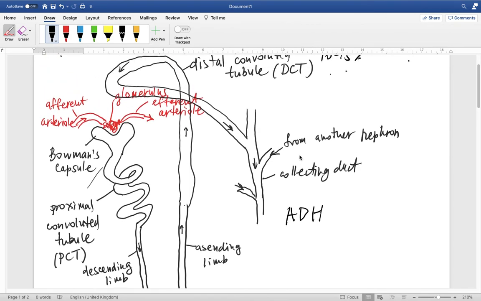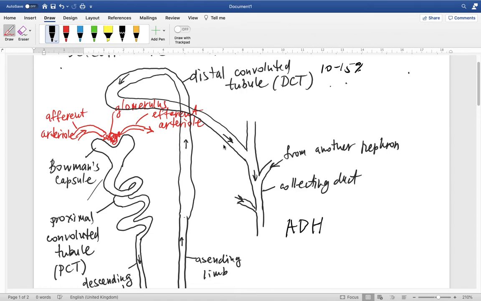You remember, you have to have a lock and key mechanism here. So the receptors for ADH are located in the cells of the distal convoluted tubule and collecting duct. What ADH does is make the distal convoluted tubule and collecting duct more permeable to water. So therefore more water is able to leave. So you have more ADH, more water is able to leave.